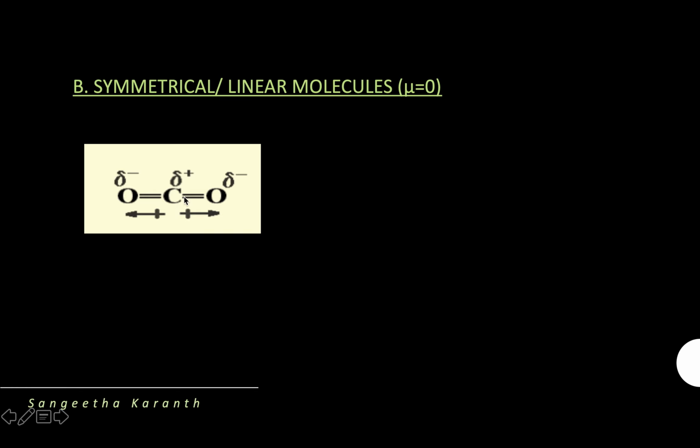Here you can see, if you consider this bond, carbon and oxygen, oxygen is electronegative. So the dipole moment will be towards the direction of oxygen. Same way, if you consider this bond, the dipole moment will be in the direction of oxygen. So the dipole moments are opposite in direction and they are equal, because this is also a CO with a double bond and this is also a CO with a double bond. So both are equal and opposite, because of which they cancel each other. So the overall dipole moment of this molecule will be equal to 0.